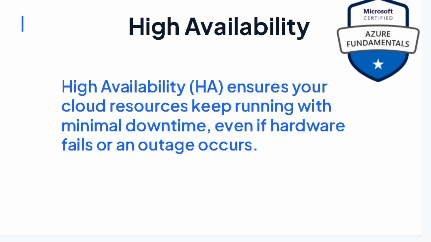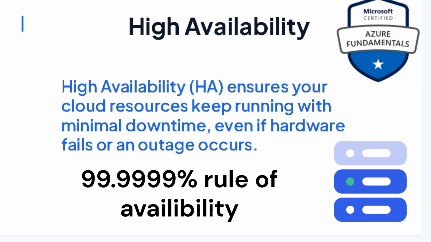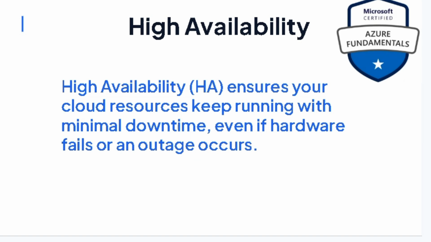The first concept we're going to learn for this AZ-900 certification will be high availability. High availability ensures your cloud resources keep running with minimal downtime. Even if hardware fails or an outage occurs, you want your servers to keep running all the time. There's a rule called the 99.999%. So you want your servers to be running 99.999% all the time. You want them to be available all the time.